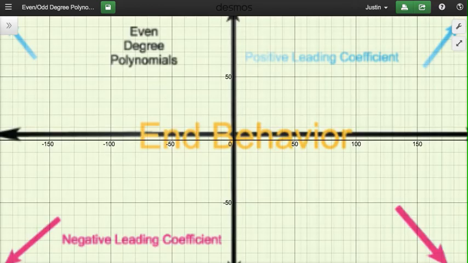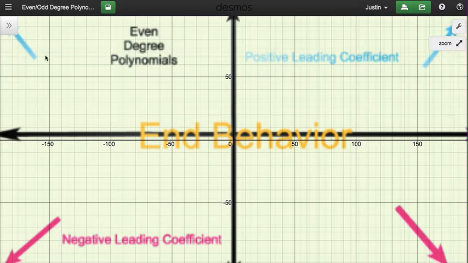Now this is something that I want you to actually just sketch. Notice this is even degree polynomials, so you'll draw a different one for odd degree polynomials. The blue represents positive leading coefficients. It means it's going to go like this, and it's going to go like this. That's all we mean by end behavior. We don't care about what's happening in the middle of the graph at all. For end behavior, we just care about what's happening on the ends of the graph.